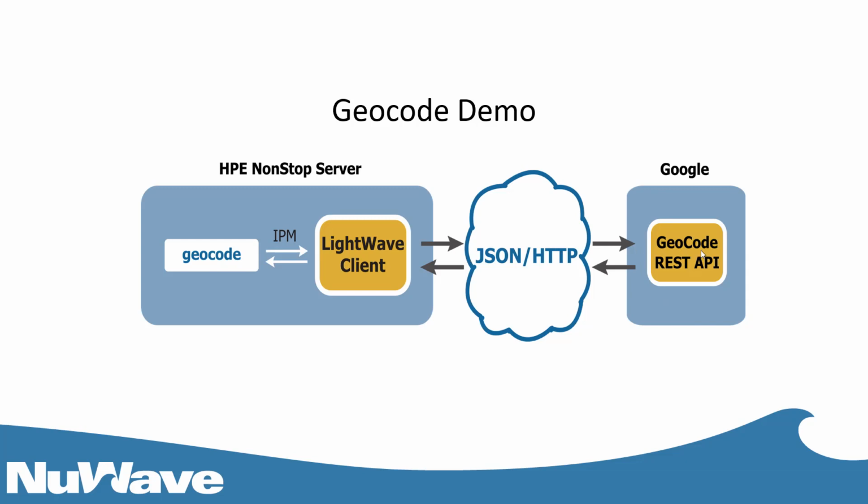So a request will be sent over containing some address information. The Geocode API will validate that address and return the complete address back as a JSON response to LightWave Client. LightWave Client will parse that response and return the relevant data from it in an IPM back to Geocode that we will see displayed on our tackle screen. So here's how we get that demo set up.